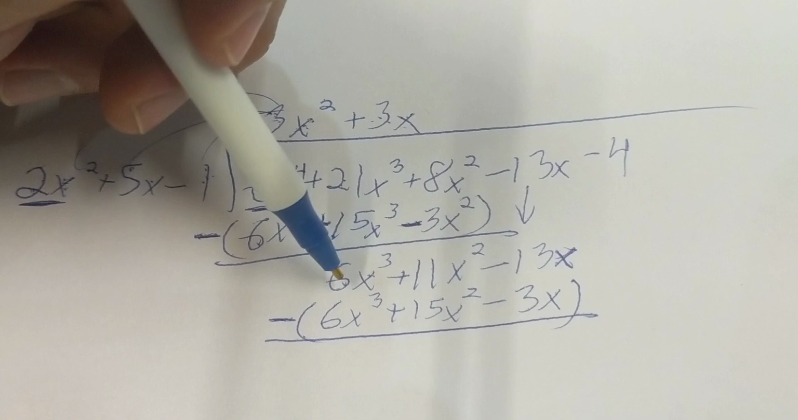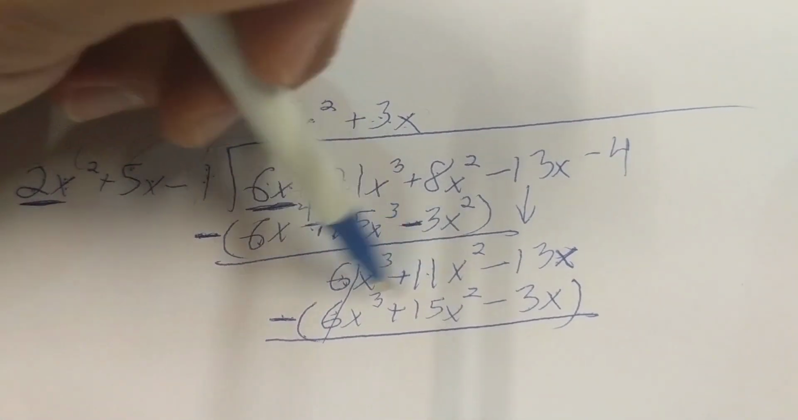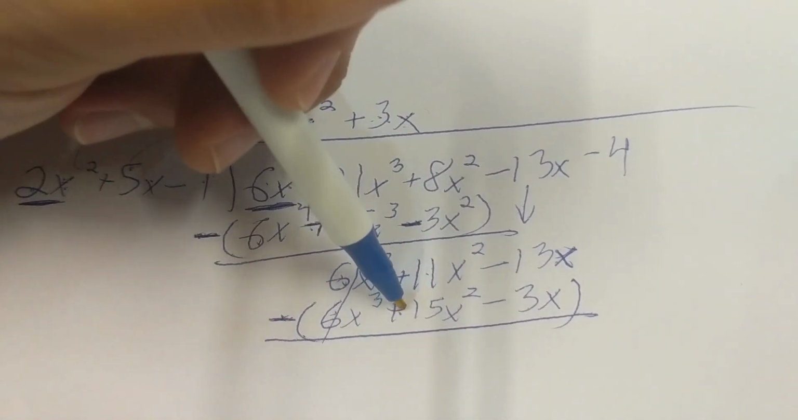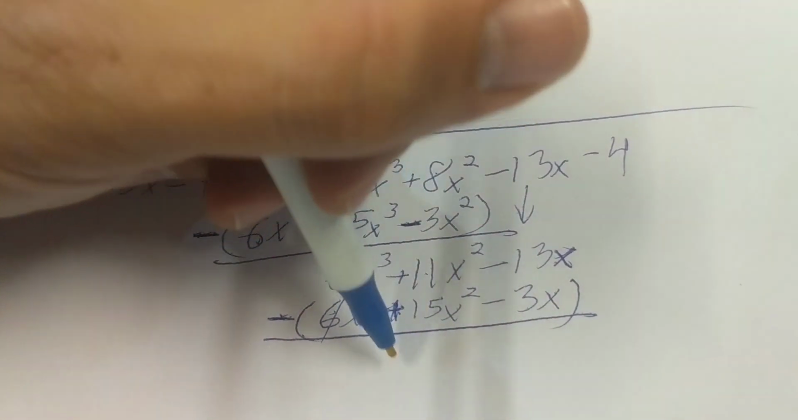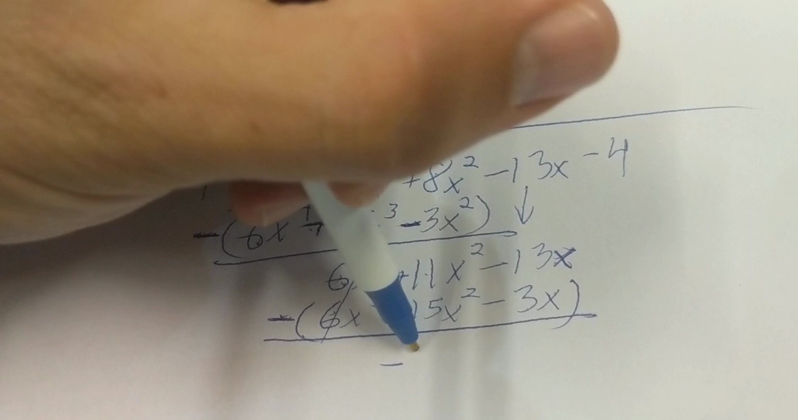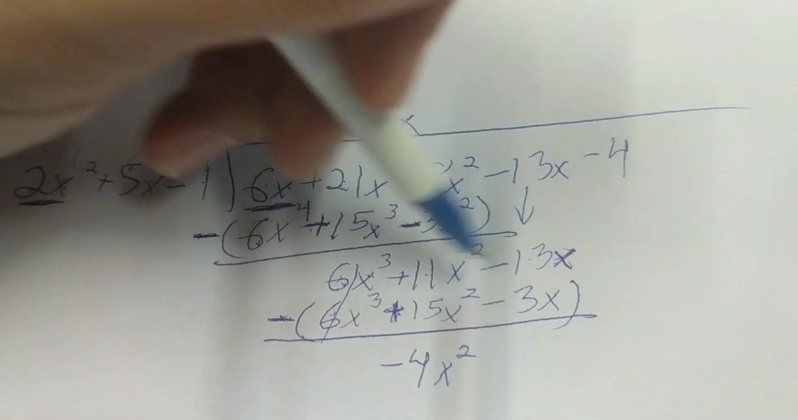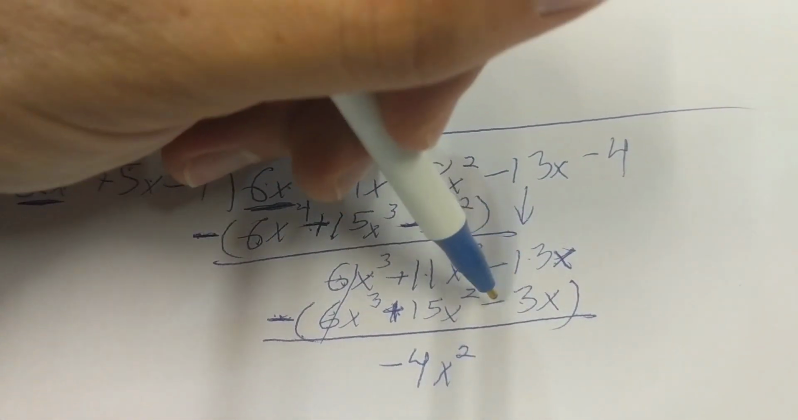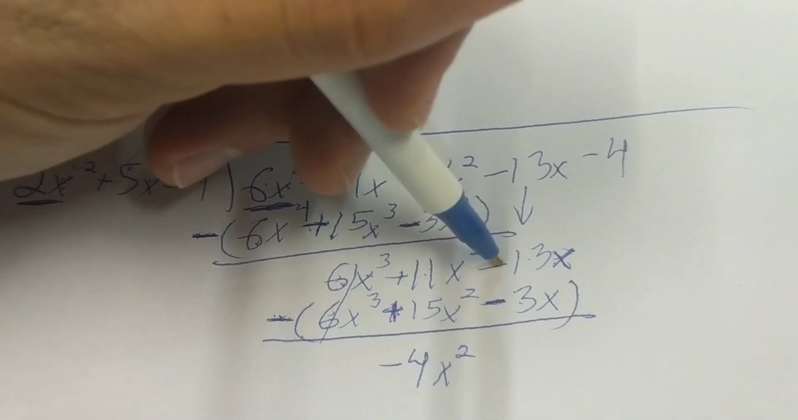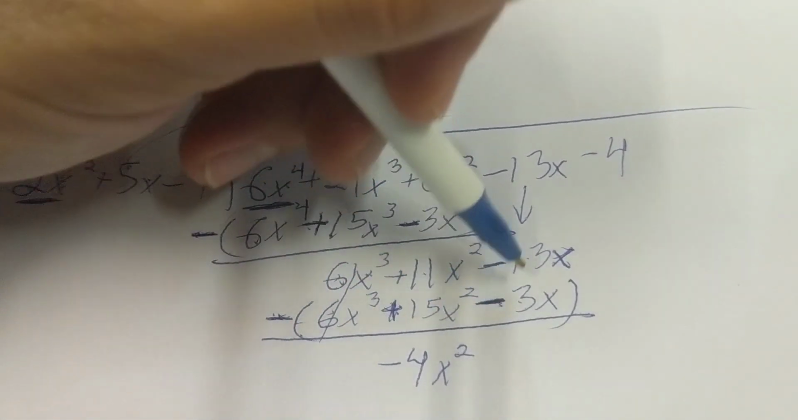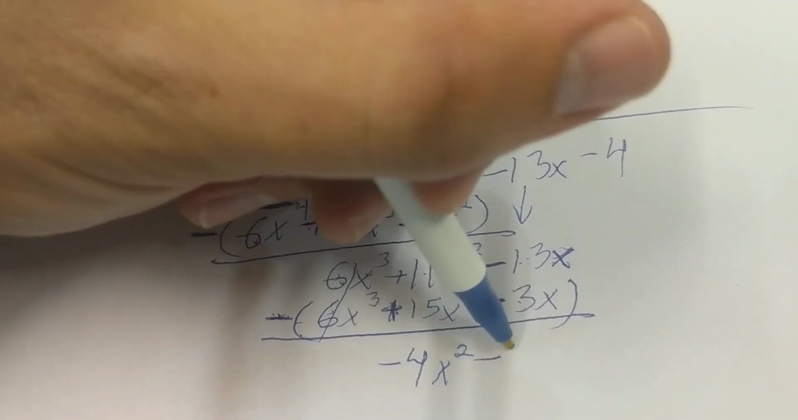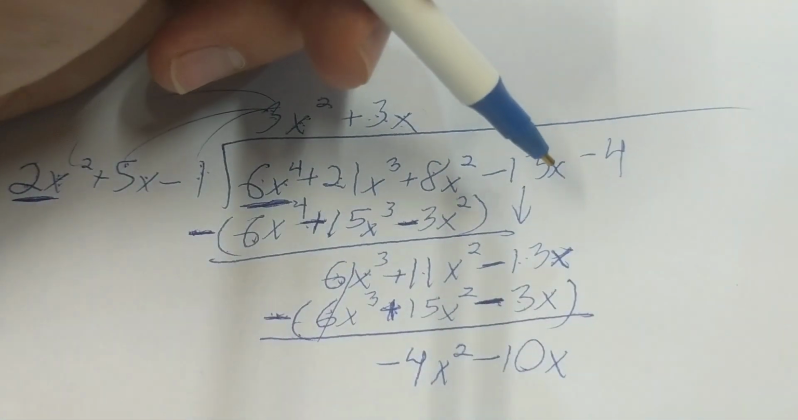Minusing this thing, now we've got 6 take away 6, and then 11 take away 15. That's going to be a negative 6, I guess. Is that right? Negative, is it 4? Negative 4, I think, x squared. And then 13x minus 3x, except it's a negative. Okay, so it's a negative 13. This looks like minus, but really it's a plus. This is minus minus this. Negative 13 and positive 3 is negative 10x.